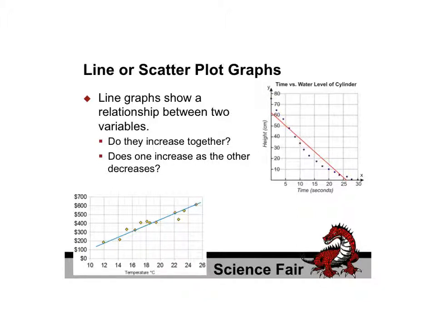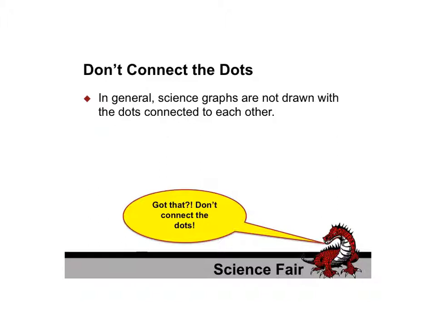But as you can see for this one over here, okay, one is going up, the time is increasing, but the height is going down. And so there's that downward trend there that we see. And that's important to notice, that overall trend. Are these two things related somehow? Okay, so line plots and scatter graphs are important for that.